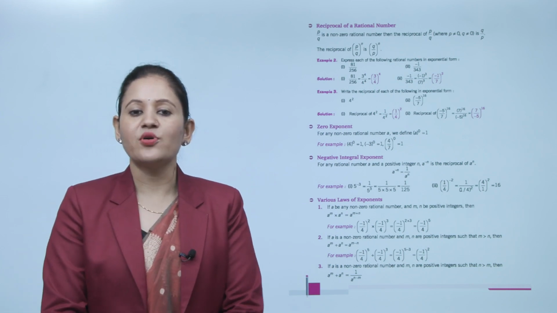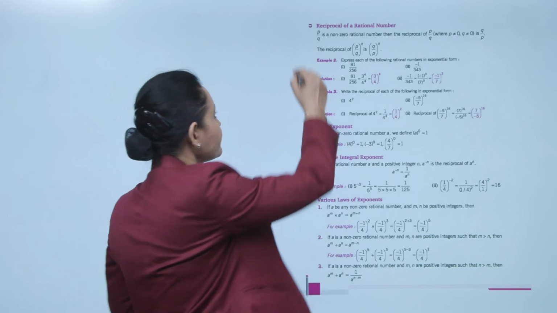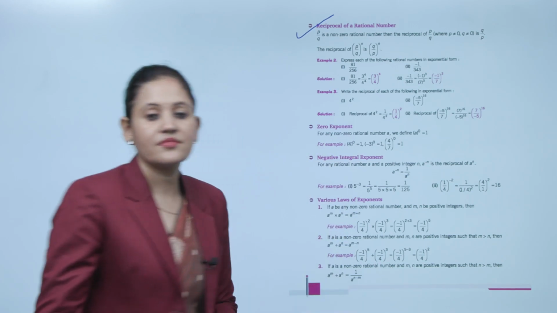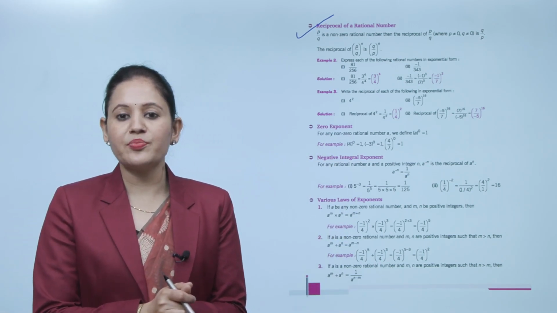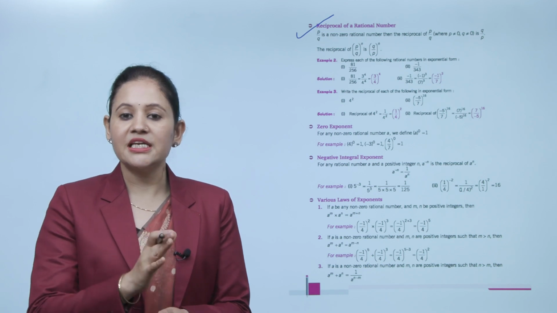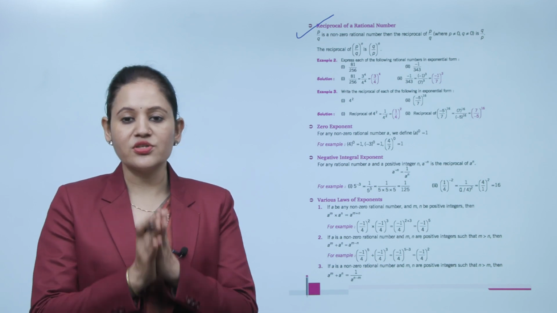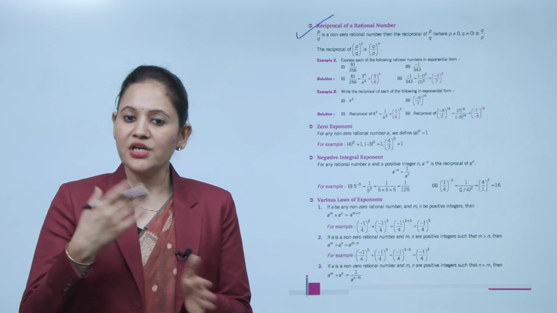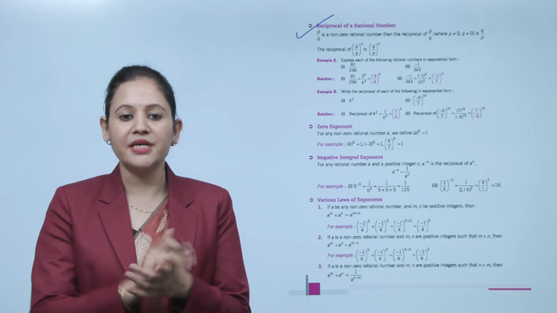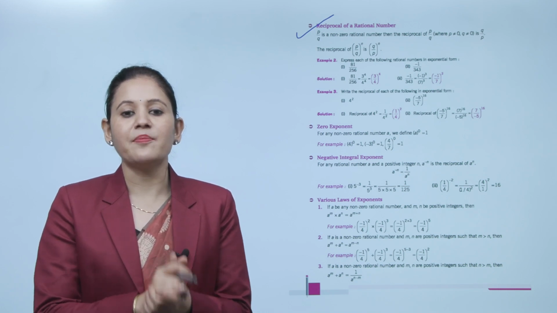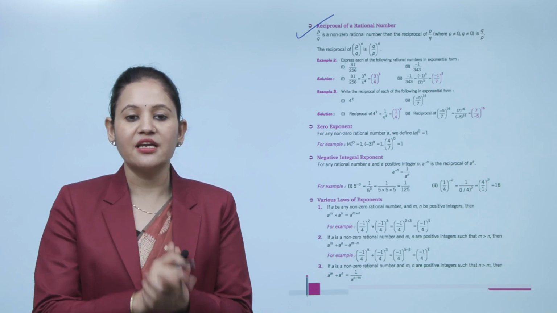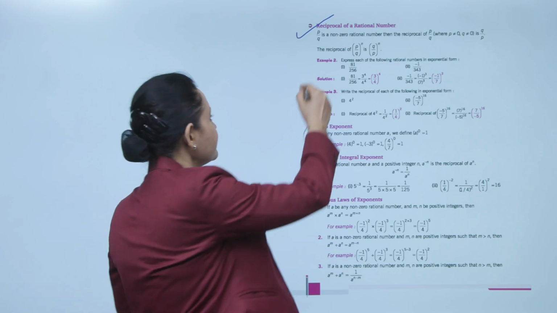Next, reciprocal of a rational number. P upon Q is a non-zero rational number, where P is not equal to 0 and Q is also not equal to 0. So what will the reciprocal be? P upon Q, Q upon P. The reciprocal of P upon Q to the power n is P upon Q to the power minus n. We'll take an example.